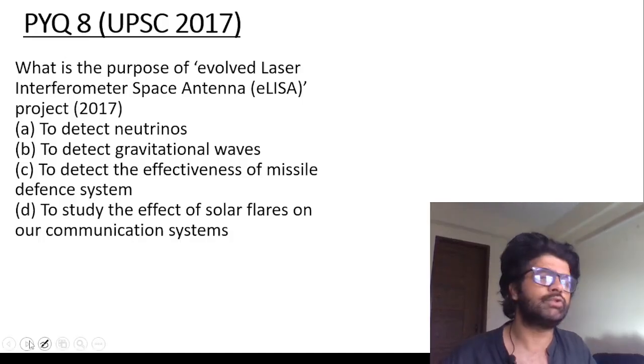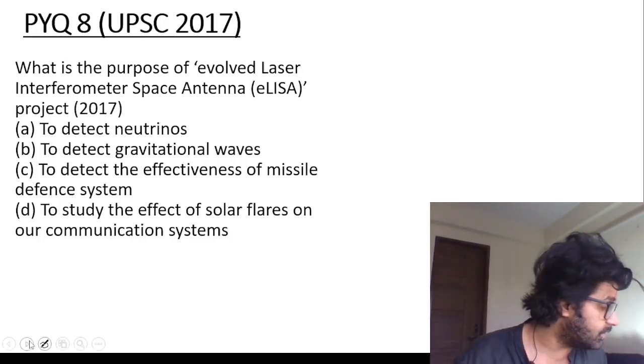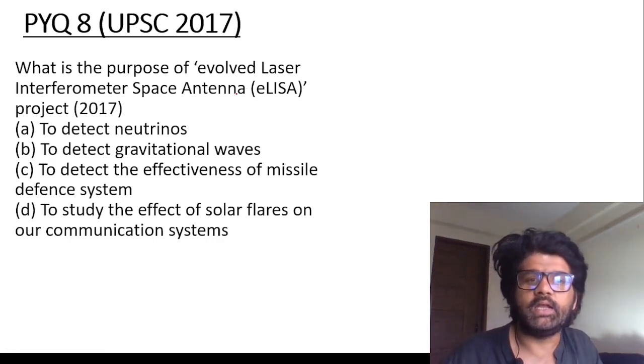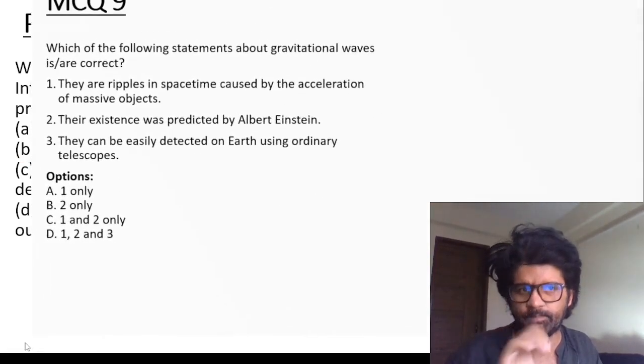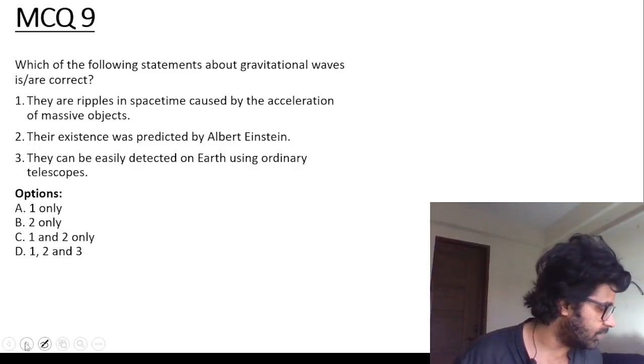Let's solve some questions so that you can understand how UPSC frames questions on all these things. ELISA, Evolved Laser Interferometer Space Antenna, is to detect gravitational waves. See, they don't ask too tricky a question, guys. If you know basic things, you will be able to solve these kinds of questions.